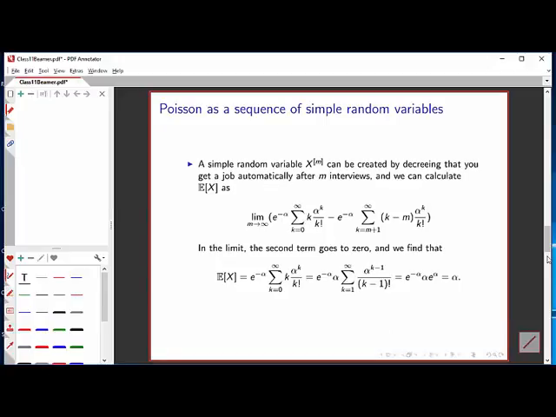Now, how can we turn that into a sequence of simple random variables? We could make a simple random variable out of the Poisson distribution by saying that if you have done m interviews, you're automatically offered a job, and then we can calculate the expected number of interviews with parameter alpha by saying we'll do the sum from 0 to infinity as before, but then we'll do a correction because for all the terms where k is m plus 1 or larger, there were k minus m interviews that you didn't actually have to go to.